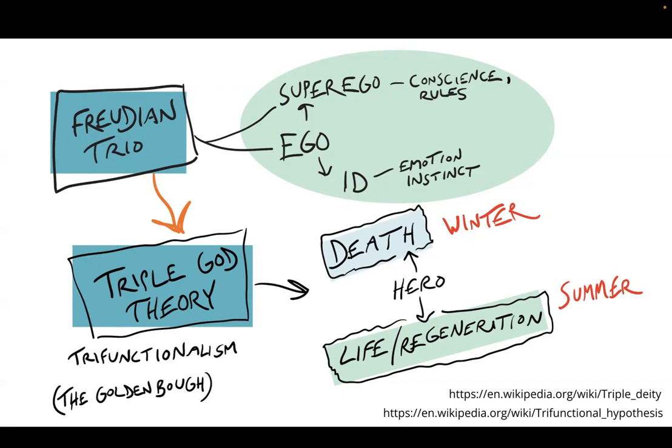And then we have another kind of trio, which comes from Frazer's Golden Bough. So the triple god theory. We have in the middle the hero, and then we have death, that stands for winter, and life and regeneration, that stands for summer. So these could also be 3 different characters.